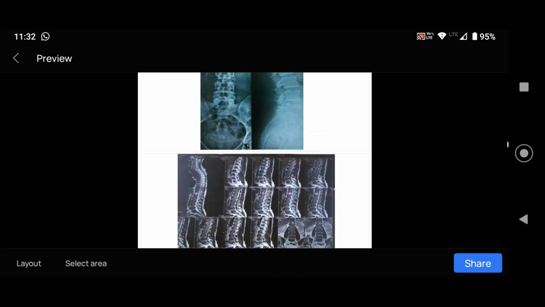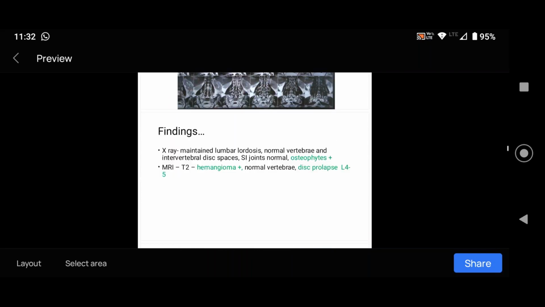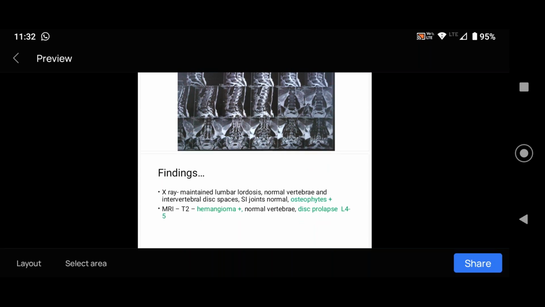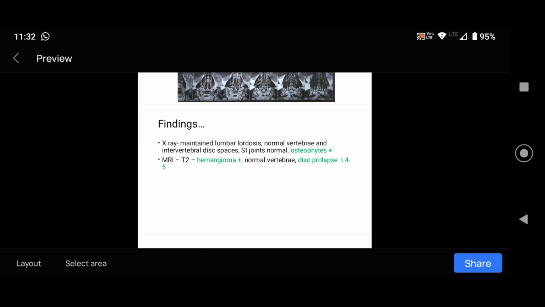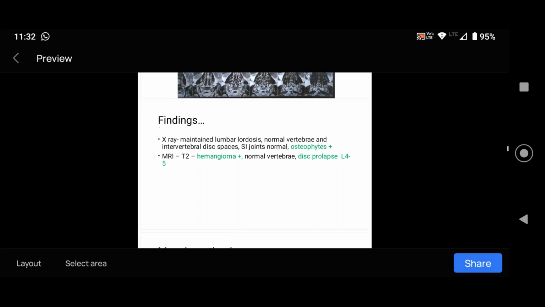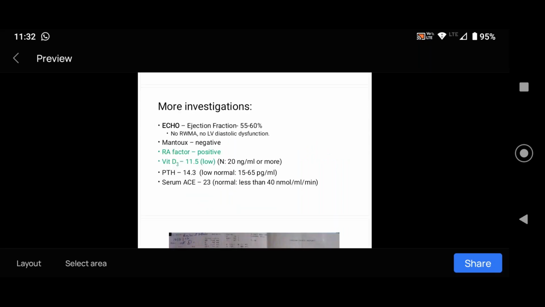The heart was normal. In the X-ray lumbar spine, there was maintained lumbar lordosis, normal vertebrae, intervertebral disc space was normal, the SI joints were normal, osteophytes were present. MRI showed a hemangioma at T2, normal vertebrae, and the disc prolapse at L4, L5 was there. More investigations: echo, ejection fraction was 55 to 60%.